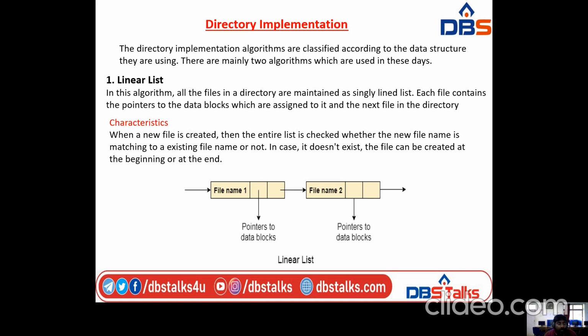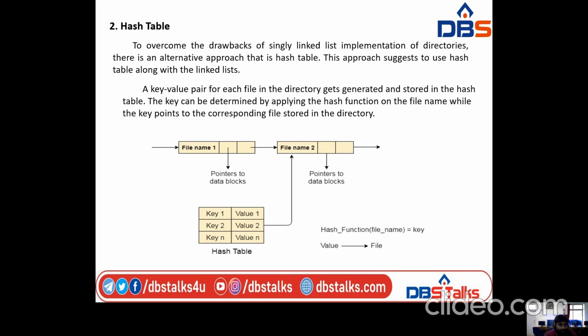To overcome the drawbacks of the single linked list implementation of directories, there is an alternative approach, that is the hash table. This approach suggests using the hash table along with the linked list. Here we have linked list along with hash table. If you see the representation, in this hash table we have key along with value. In order to know the address of a particular value, we are going to use the hash function. We know how to implement the hash function, as we have studied in data structures, h(k) = k mod n.